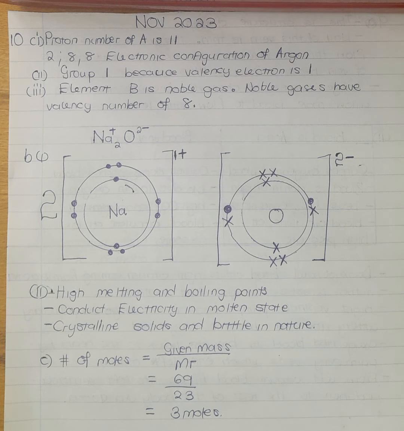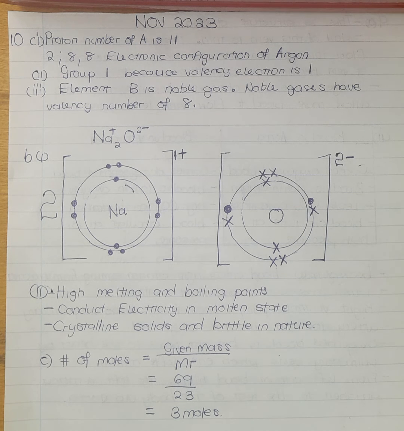And then on B part 2, we're supposed to state 1 physical property of the compound formed between elements A and C. Elements A and C are going to form ionic bonds, and ionic compounds have high melting and high boiling points. They conduct electricity in molten state. They are crystalline solids and brittle in nature.